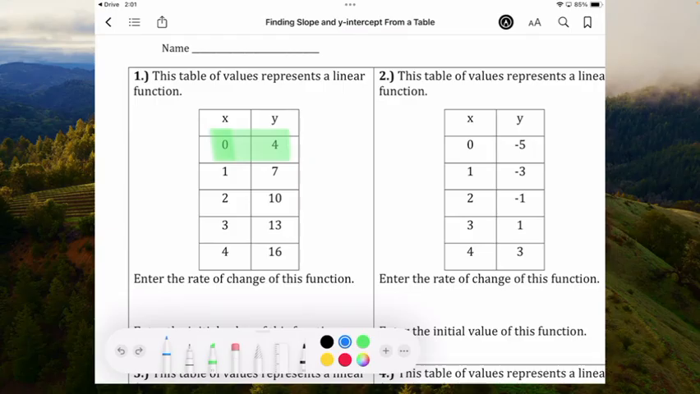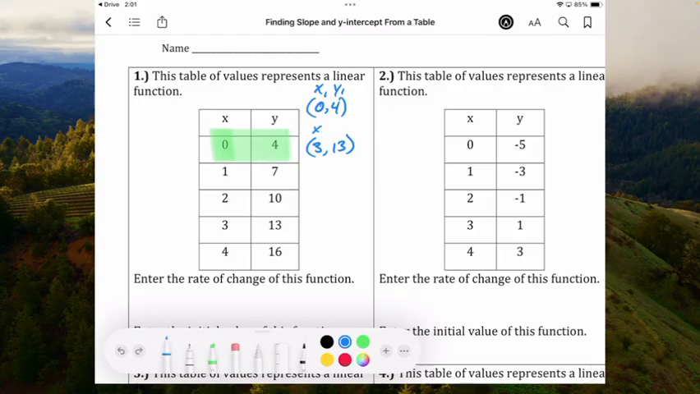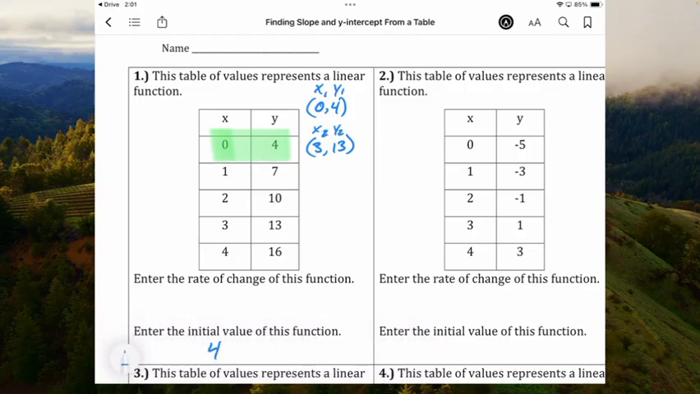So I will select 0, 4 and 3, 13. If you select different points than I do, you should still get the same answer. That's my x1, y1, x2, y2. So y2 minus y1 over x2 minus x1. Template.